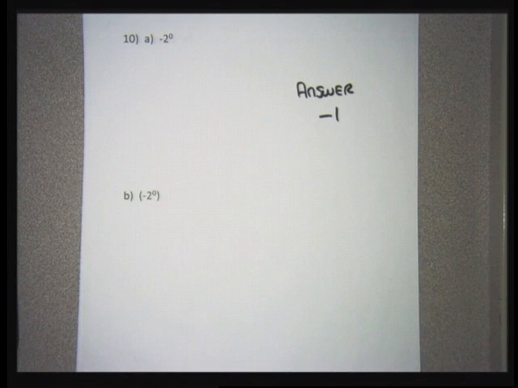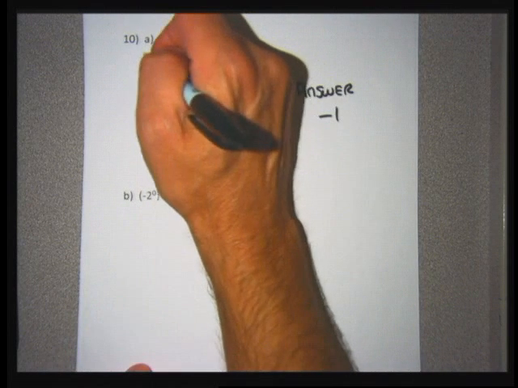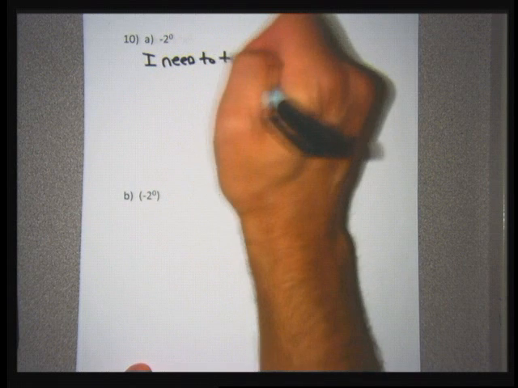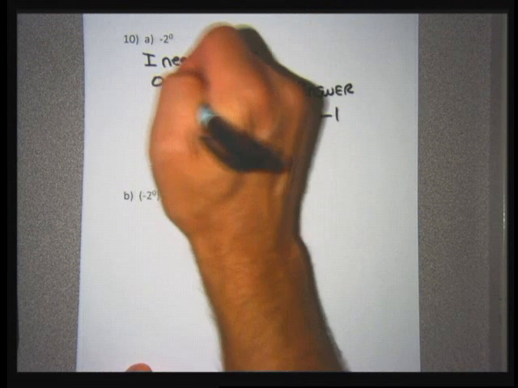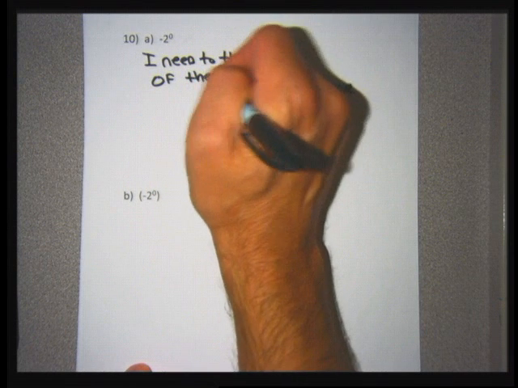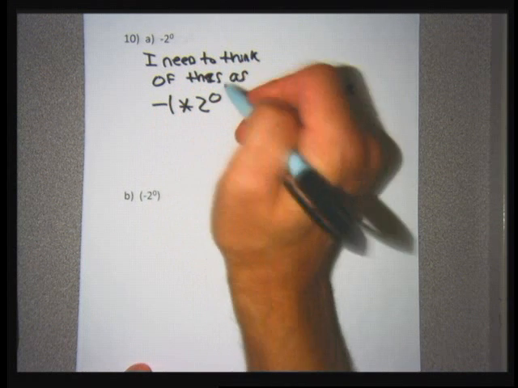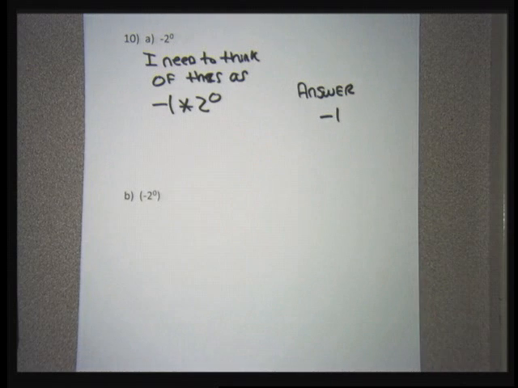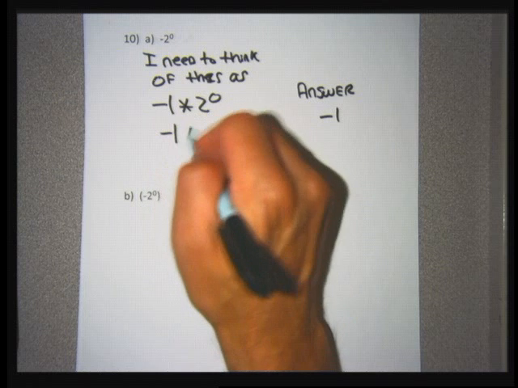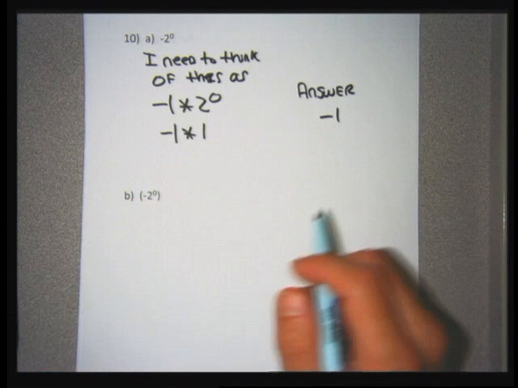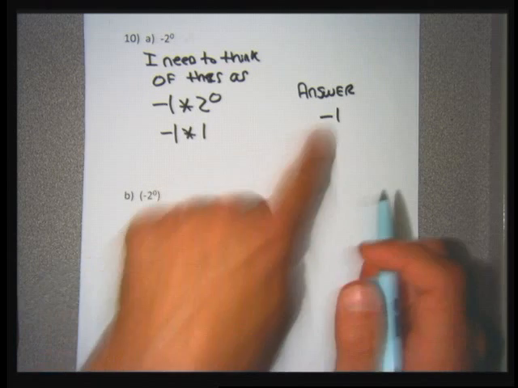Problem A of number 10, I need to think of this as -1 times 2 to the 0. That negative 2 to the 0 means -1 times 2 to the 0, and the only thing that's being raised to the 0 power is the 2. 2 to the 0 power is equal to 1, and then -1 times 1 is -1.